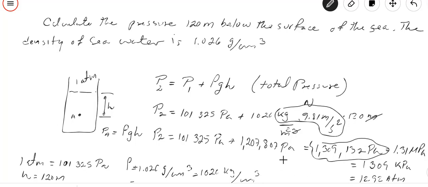So we found the pressure that we had at the point that is 120 meters under the water. The pressure that we have calculated was the total pressure, that includes, of course, the pressure due to the atmosphere.